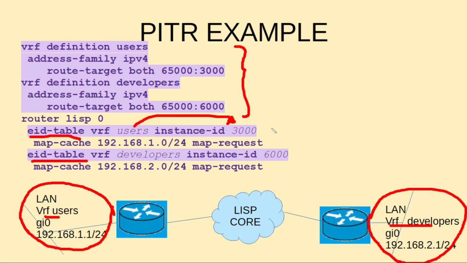And within this mapping, we are going to use the usual command map cache to establish what is the EID that belongs to this VRF. We may have more than one EID. We usually will have more. This is just an example. And then we are going to use again the command EID table to map the VRF developers to the instance ID number 6000. And we are going to enlist here what are the available EIDs within this instance ID within the LISP network. In this case, we only have one, so we are going to use the usual map cache command in order to do so.